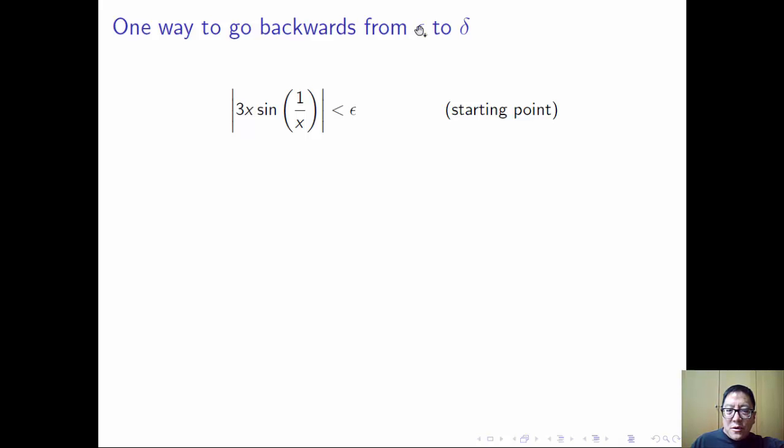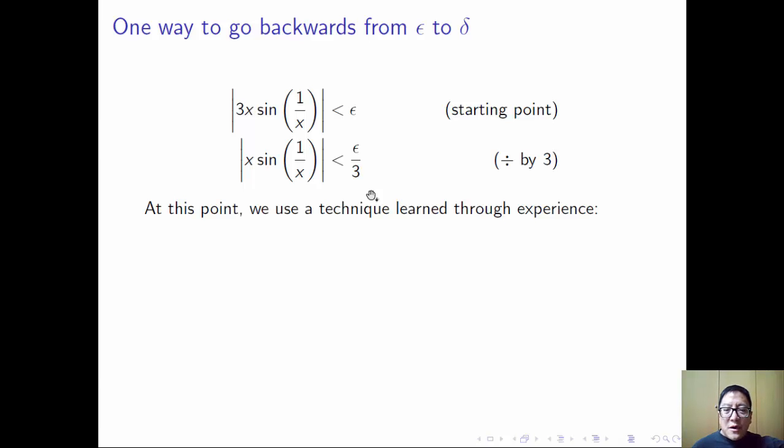With a little bit of algebra, we can divide both sides by 3 and get to the absolute value of x times sine of 1 over x is less than epsilon over 3. Okay. And now here comes the part that you really only learn how to do by experience. So at this point, we use a technique learned through experience.